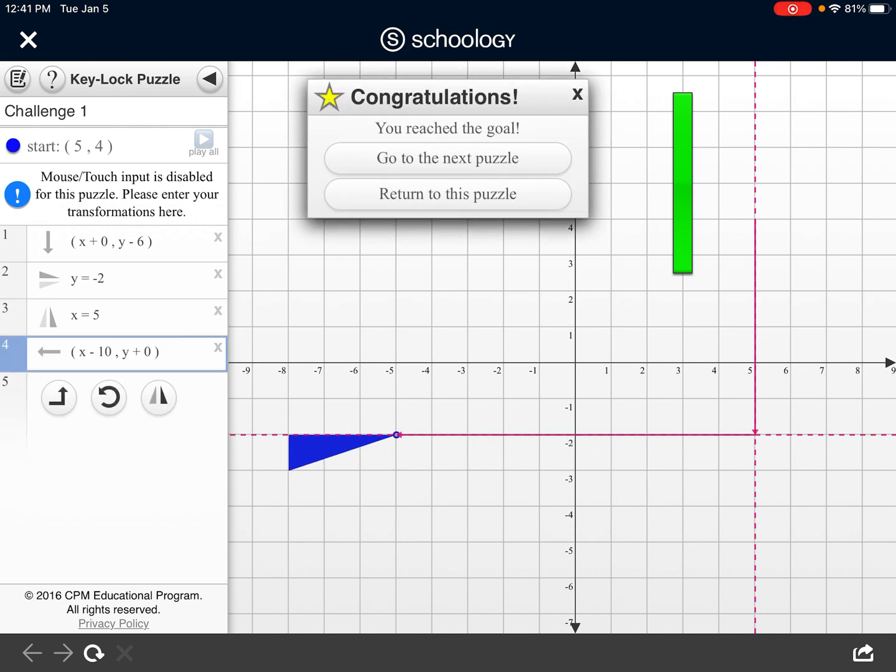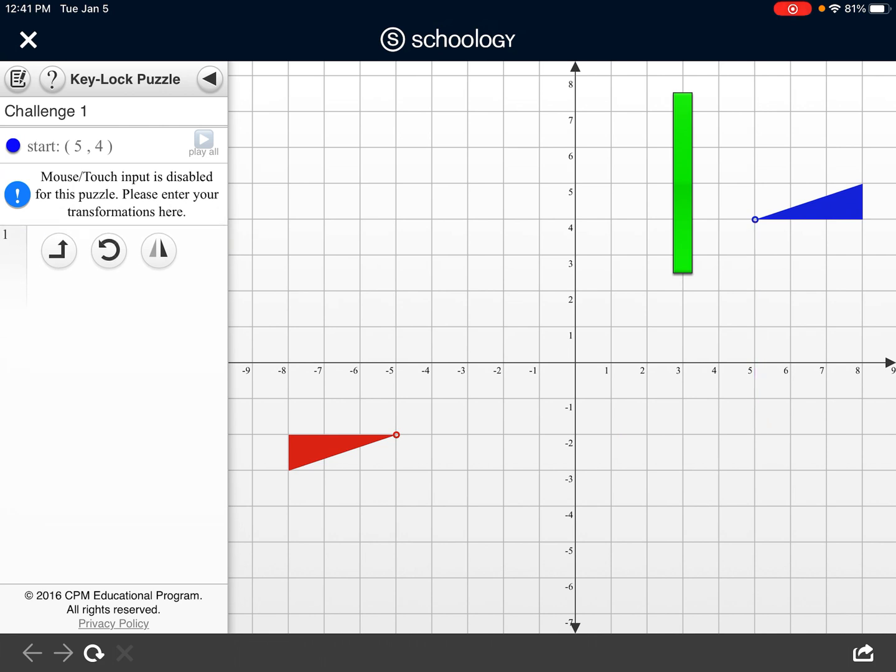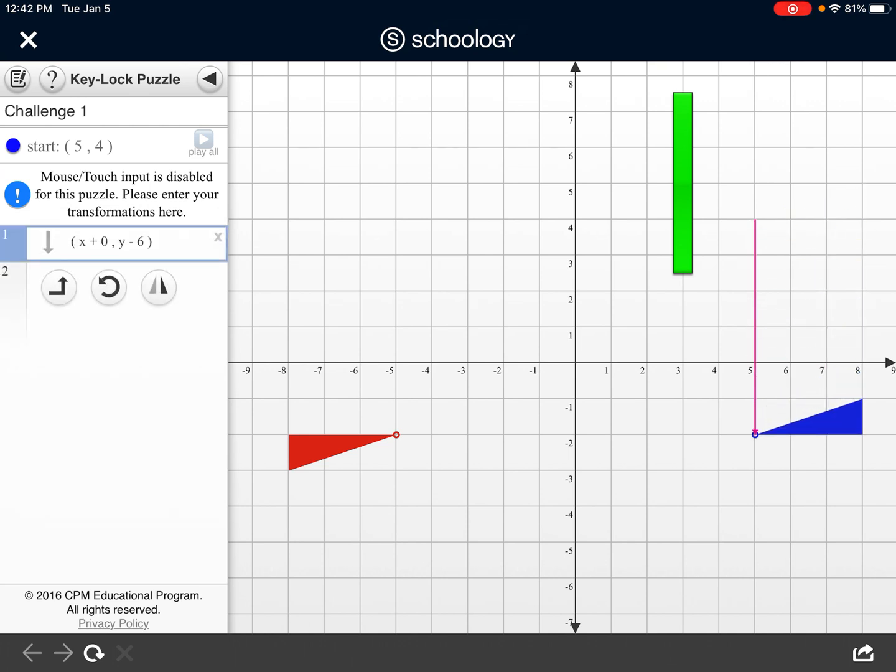There's also another way I could do this same puzzle, so I'm going to return to this puzzle, and I'm going to erase my steps, and I'm going to go back to the beginning and look at the triangle I have. So if I take that triangle that I have, I'm still going to slide it down first. And I'm going to slide it down 1, 2, 3, 4, 5, 6. So we're going to go down 6. So it puts it there.